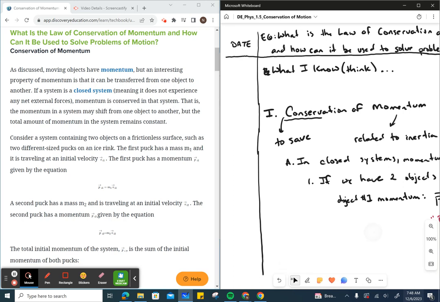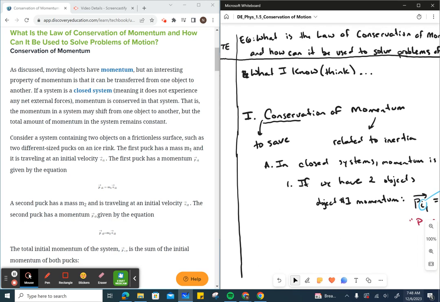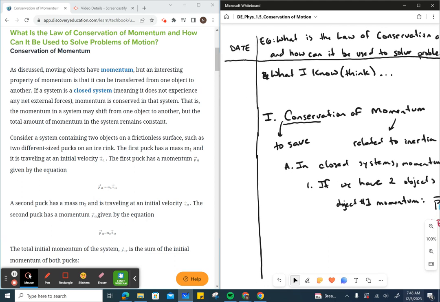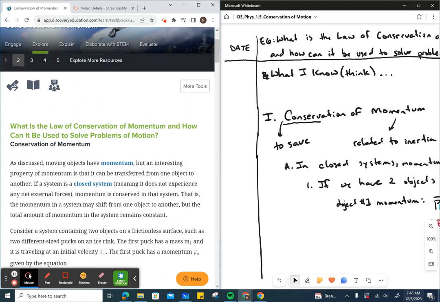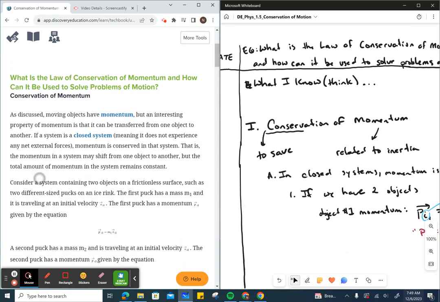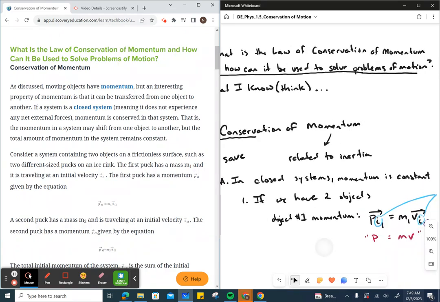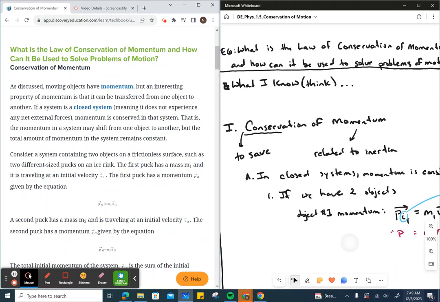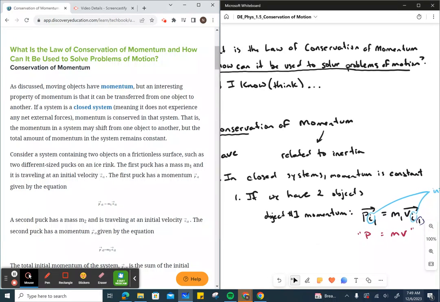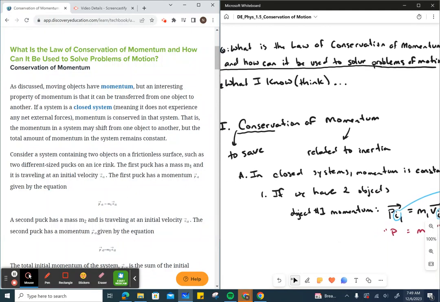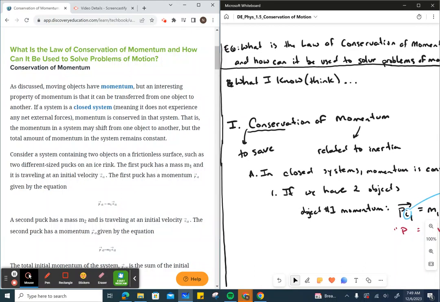So go ahead and draw out your Cornell Note template. We are in Explore number 2, and the essential question in green we've written on our notes there: What is the law of conservation of momentum, and how can it be used to solve problems of motion? Go ahead and write down what you know or think about that. Hit pause for a moment.